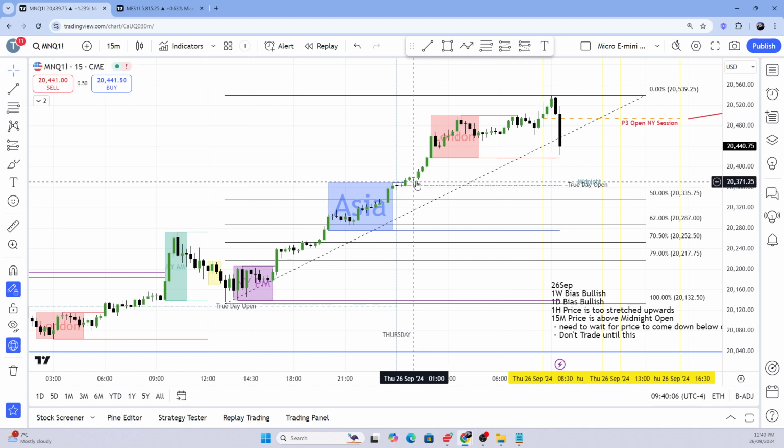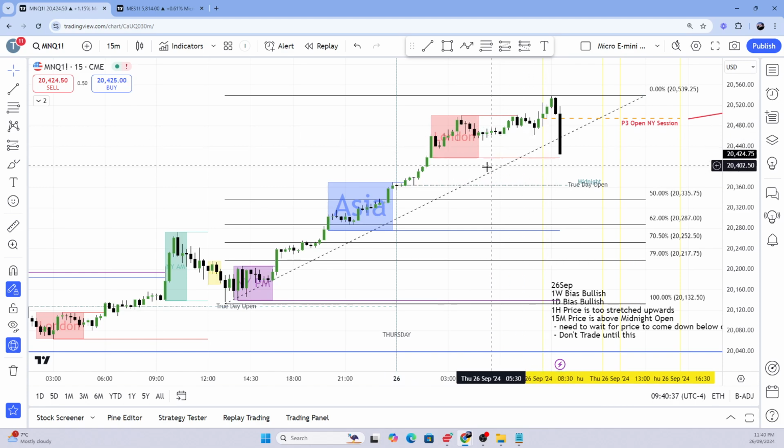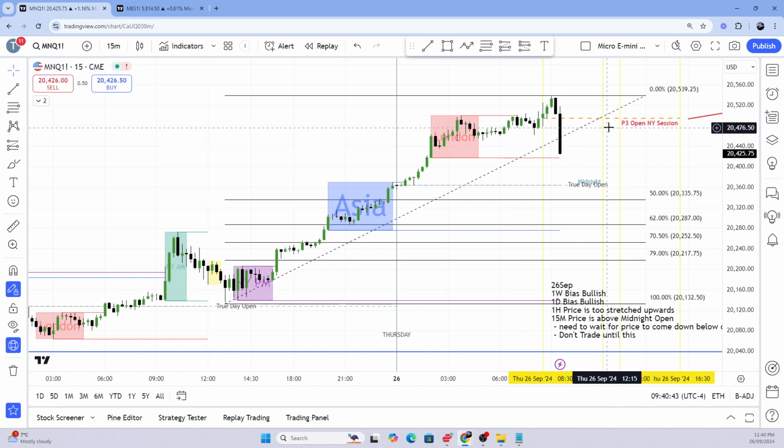Then, looking at the power of 3 concept, the New York midnight open price is here, and the price is currently above it. Ideally, if we are taking a bullish entry, the price should be below the New York midnight open, that would be a good price. However, if the market is showing signs of being highly bullish, we could take a bullish entry below the 8:30 New York open price, which is this.